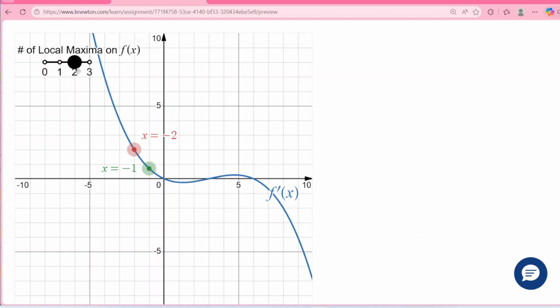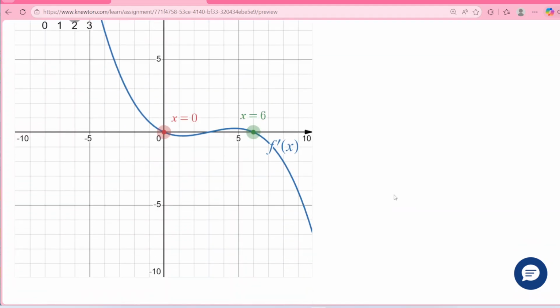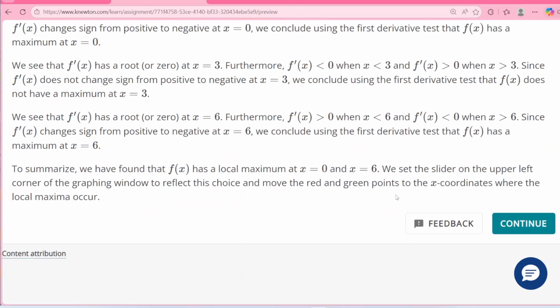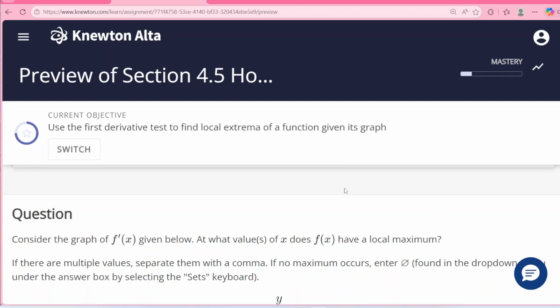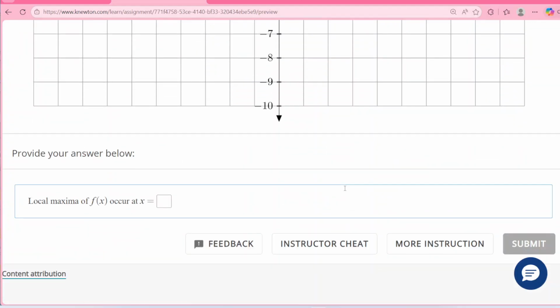So I move this to 2, and then one of these points to the 6, where the derivative is 0, and then the other critical value of 0 here. At these two x values, the original function will have a local maximum value. And yeah, just look at the graph and say where the local maximum occurs.